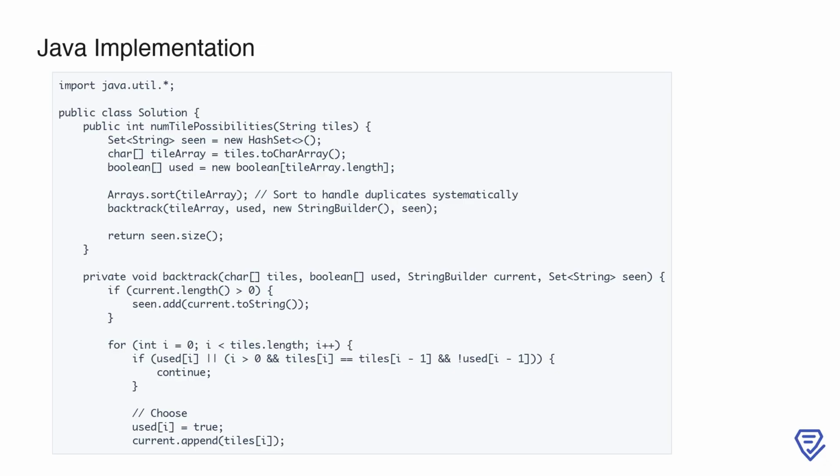Before starting the recursive process, we sort the tile array. Sorting is crucial because it allows us to handle duplicate characters systematically, ensuring that we skip over duplicates when necessary. We then call the backtrack method, passing in the character array, the used array, an empty string builder to build sequences dynamically, and the scene set. The backtrack function is where the recursive exploration happens, and we'll look at its logic in more detail next.